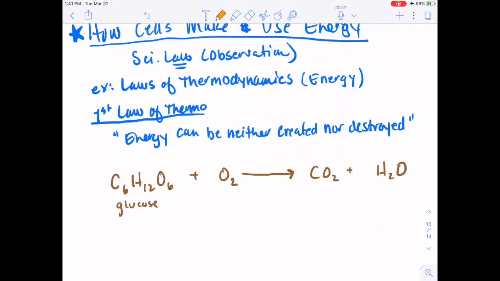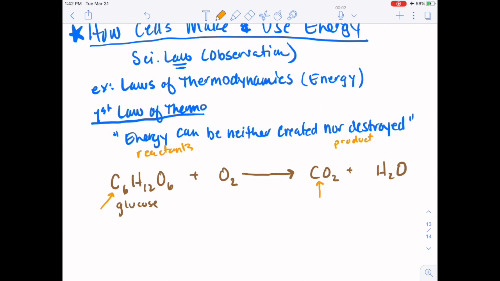Anywho, if you said, hey, wait a minute, there are 6 carbons over here, C6, but I only see 1 over here on this side. If these are the reactants over here and these are the products on the right, how can we start with 6 carbon molecules and only end up with 1? What happened to the other 5? Did they get sucked into a black hole? Why didn't we say something about them being sucked into a black hole?